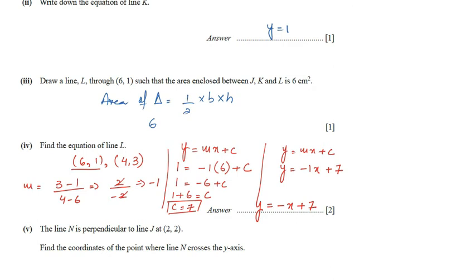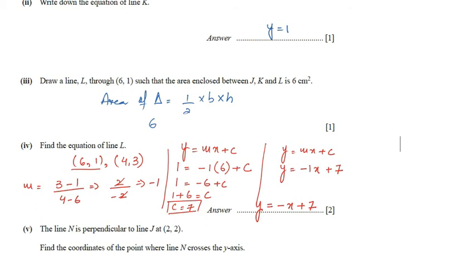Now we have the last part of this question. In this last part, they are saying the line N is perpendicular to the line J at (2, 2). So it means we will draw a line passing through (2, 2), and this line N is perpendicular to the line J at the point (2, 2). So from point (2, 2), we will draw a straight perpendicular on J. Then find the coordinates of the point where the line N crosses the y-axis.